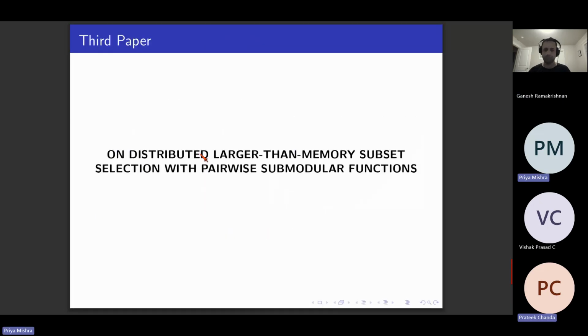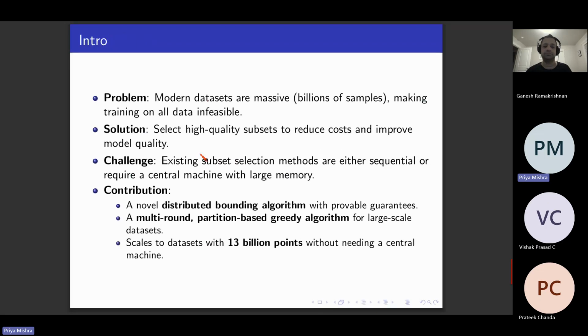I would like to give a brief on thought paper 2. This was on distributed larger than memory subset selection with pairwise submodular functions. Here the problem is, what if the selected subset is too large? If the data set is 13 billion points and the subset is also in millions, storing the complete subset in a central machine is computationally expensive. So this was the main problem explained in this paper.